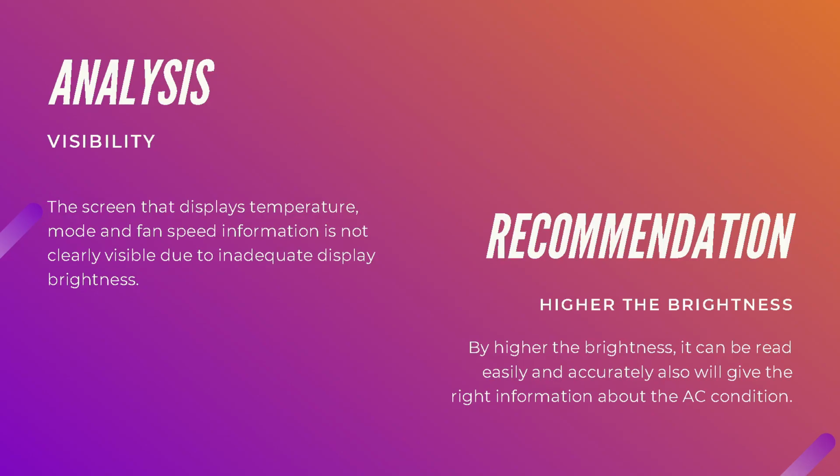So my recommendation is to raise the brightness. With higher brightness, it can be read easily and accurately, and it will also give the right information about the AC condition. Or we can add another adjustment for the brightness of the screen that can be controlled by the remote itself.